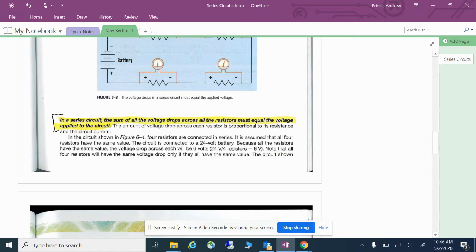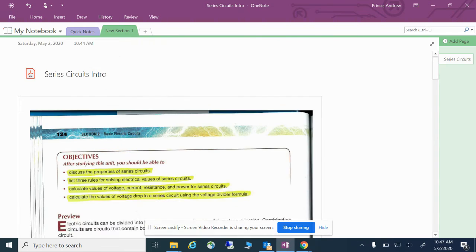In a series circuit, the sum of the voltage drops across all the resistors must equal the voltage applied to the circuit. So we're going to be using that rule to make a lot of assumptions about our circuits and fill in missing values. If we find enough of the values, we can find the total. If we have the total, we can use subtraction to find out one of the missing ones. So we'll get into that a little bit too.